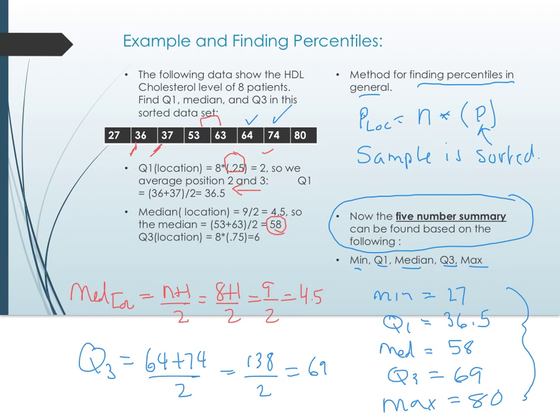And that concludes the first part of chapter 3.3. The next part is how we're going to use the 5-number summary to calculate or draw a box plot.